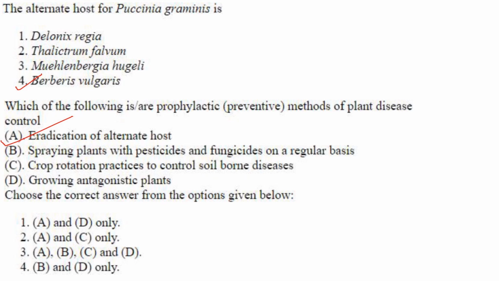Then growing antagonistic plant. Antagonism means when one organism inhibits or slows down the growth of a plant disease causing organism. Okay, that is called antagonism. So here what they have told is when you grow an antagonistic plant around a susceptible plant, it creates a protective environment around the susceptible plant.